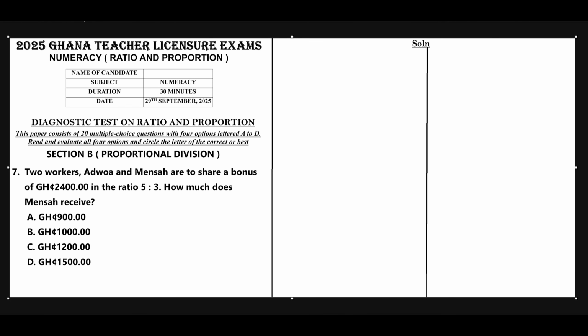Question 7. Two workers, Ajua and Mensah, are to share a bonus of 2,400 Ghana cedis in the ratio 5:3. How much does Mensah receive? So we have the ratio of Ajua to that of Mensah giving us 5:3. 5 for Ajua, 3 for Mensah.